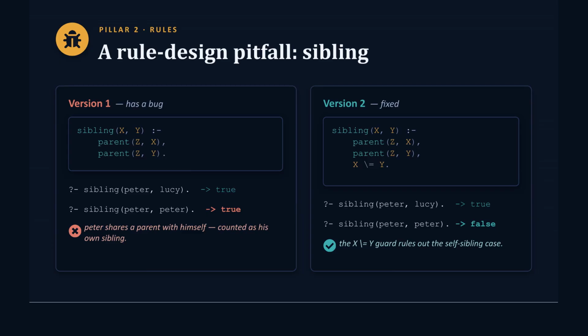Rules are powerful, but a careless rule can be quietly wrong. Consider a first attempt at sibling. X and Y are siblings if some Z is a parent of both. It looks right, and it does say that Peter and Lucy are siblings. But ask whether Peter is his own sibling, and it answers true, because Peter trivially shares a parent with himself. The fix is one extra condition, X is not equal to Y. Now a person is no longer their own sibling. This is a recurring lesson in Prolog. The obvious rule often admits a degenerate solution you never intended.